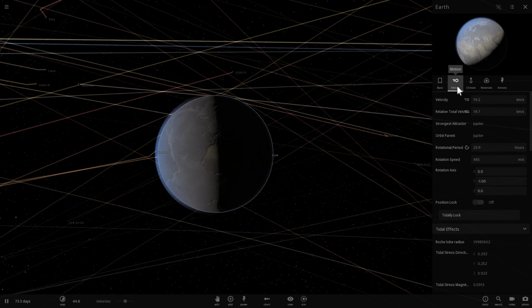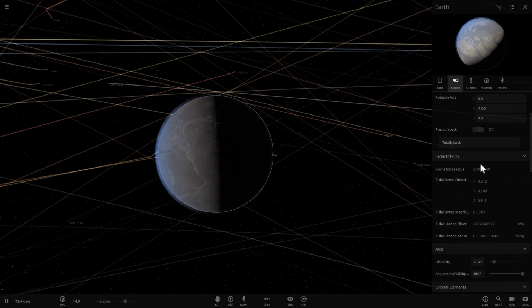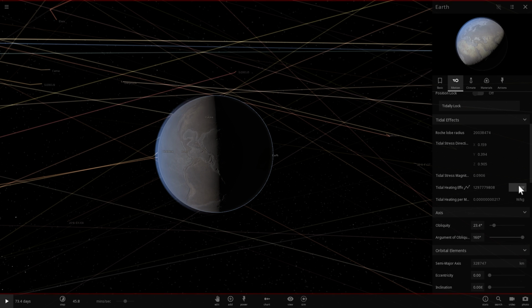And actually, we can see the tidal heating effects by going under motion here, and the value that we get is, so this is in megawatts.